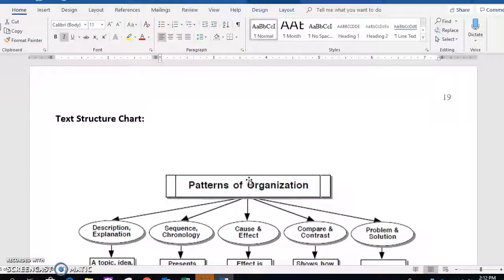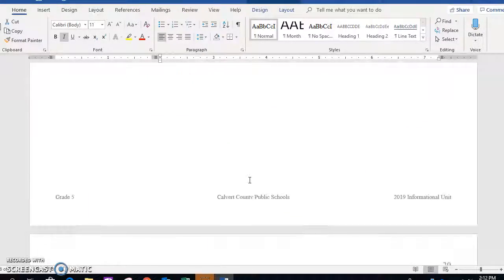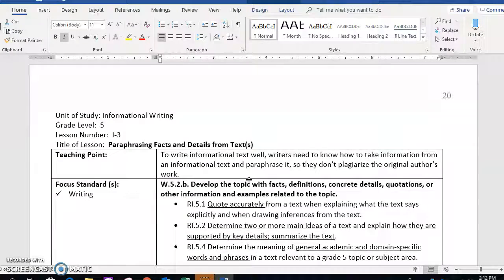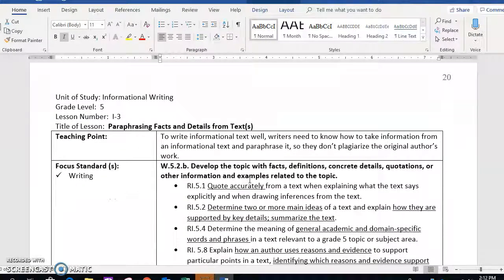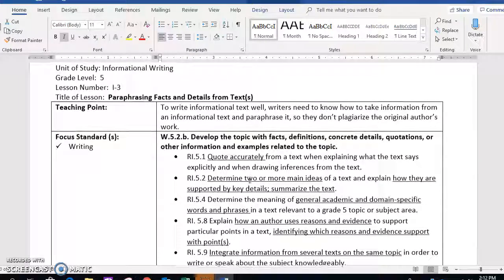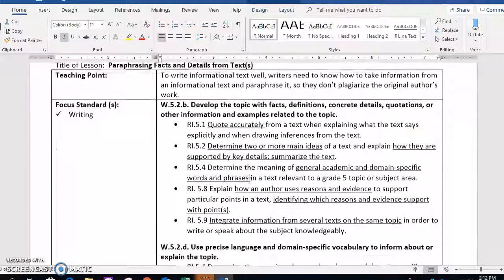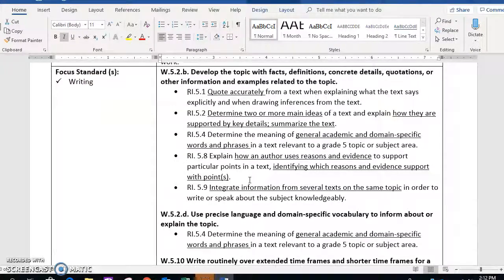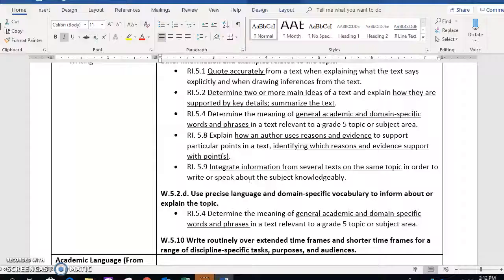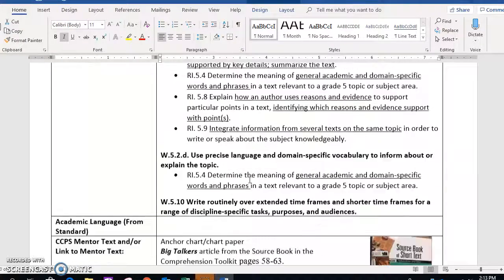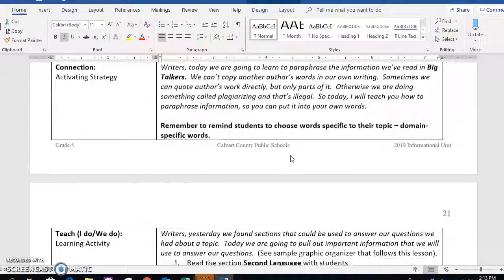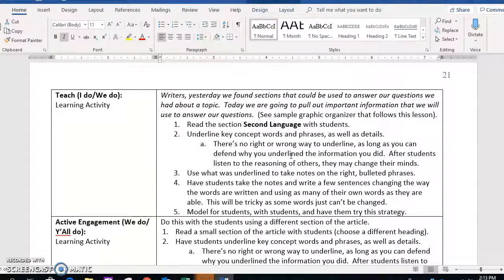There's a text structure chart on page 19. This should be familiar to you as it was given out at PD in September and October of this year. Lesson 3 on page 20 is brand new as well. This has a lot to do with paraphrasing facts and details from the text, a very important skill as students move into middle school, working on their history fair projects and other types of research as they move up in the grade levels. Again, this is based on the article Big Talkers from the source book from the Comprehension Toolkit, so you could use that a second time here.